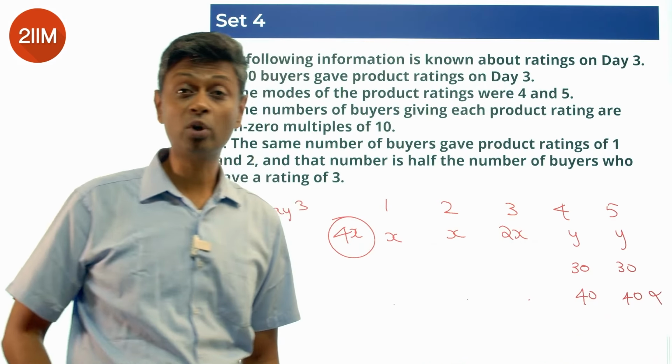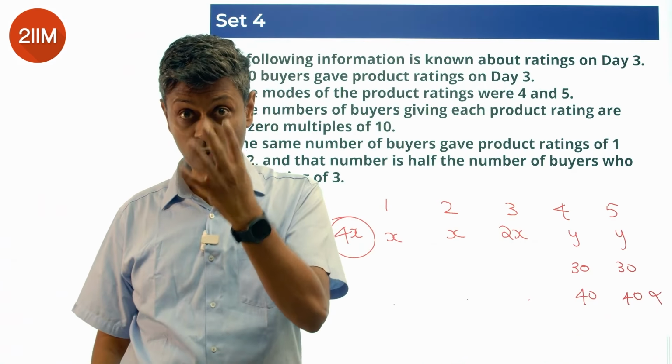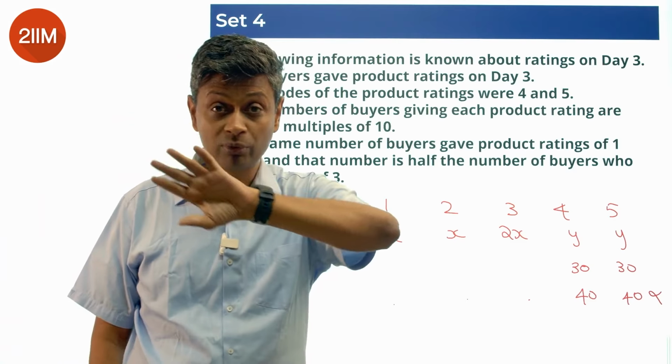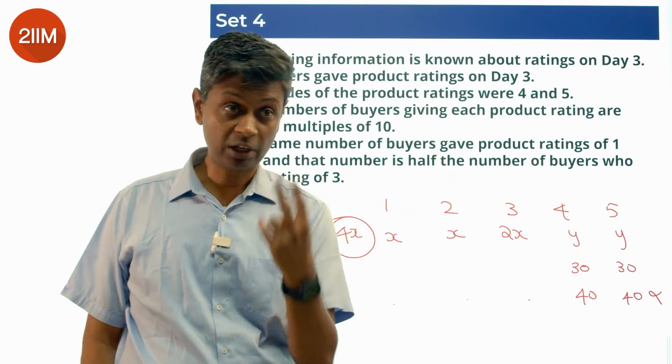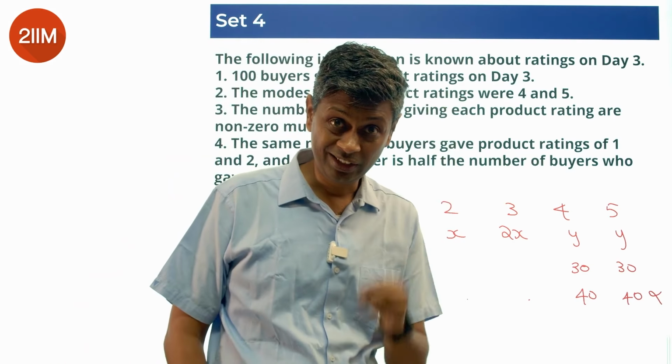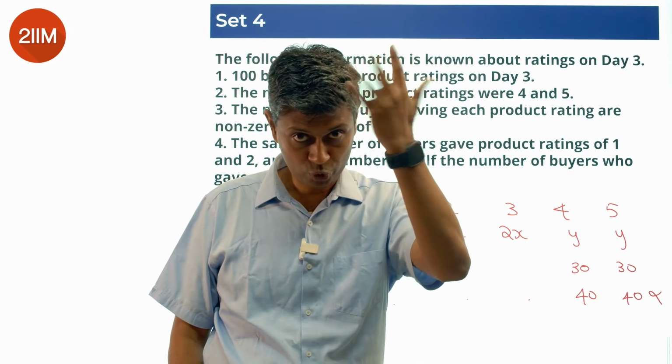Number of people giving 4 and 5, if each of those were 40 and 40, then 80 people give 4 and 5. 20 people remaining for giving 1, 2 and 3. Each of this is a multiple of 10. Not possible.